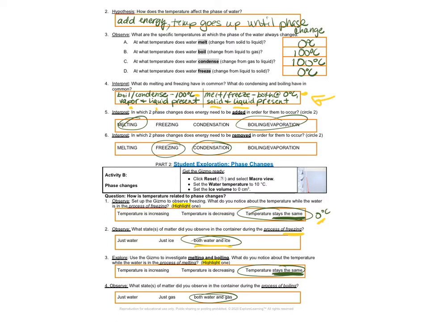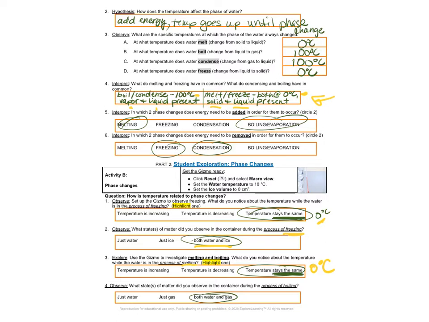Use the gizmo to investigate melting and boiling. What do you notice about the temperature while the water is in the process of melting? So again, it's going to stay the same, and melting happens at 0 degrees Celsius. So the temperature is not going to change while it's melting. It's going to wait until the water has completely melted from ice to liquid, and then the temperature can increase again.